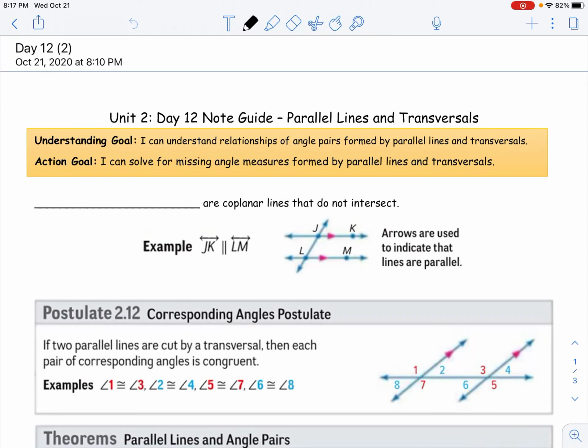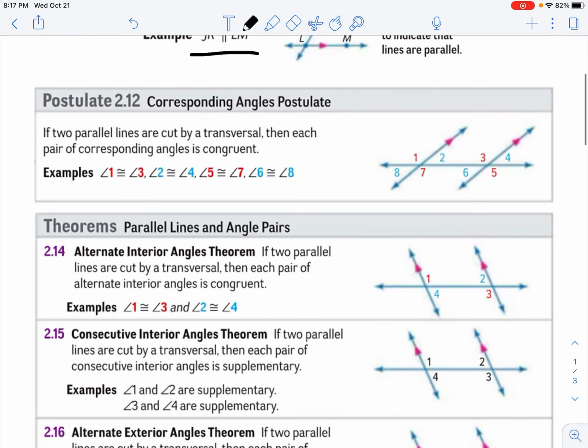Okay, so now we're on day 12. We're doing parallel lines and transversals. So I think what we're looking for here, it says right off the bat, parallel lines are coplanar lines that do not intersect. For example, K and M in this example, those are parallel lines. They do not intersect. We're showing that by putting the little arrows on those lines, showing that those are parallel. Again, this is how we denote that.